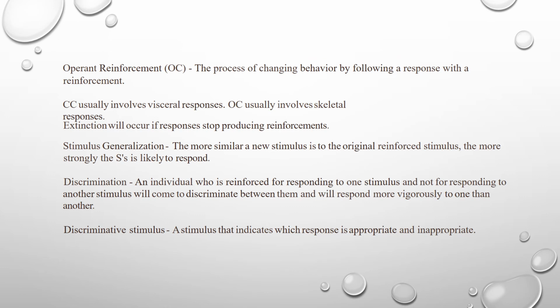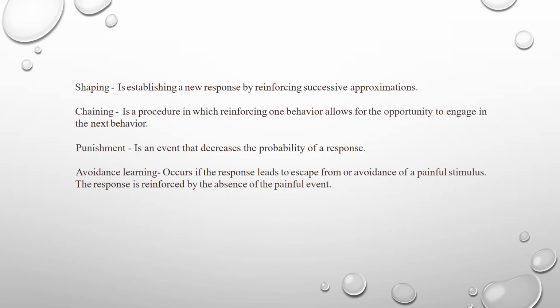So operant conditioning, operant reinforcement, is the process of changing behavior following a response with a reinforcement. We talked about stimulus generalization, that the more similar they are, the more likely you are to respond in the same way. And of course, stimulus discrimination is just the opposite of that. Shaping occurs when you want to have a target behavior, but you need to reinforce successive approximations, getting closer and closer to the target.